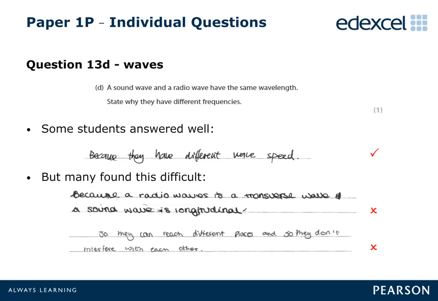Question 13D is an evaluation question. It was meant to be difficult. A mark was available for either of these ideas. MP1, the two waves travel at different speeds. MP2, the two waves travel the same distance in different times.